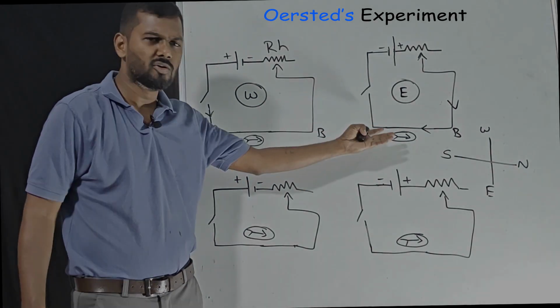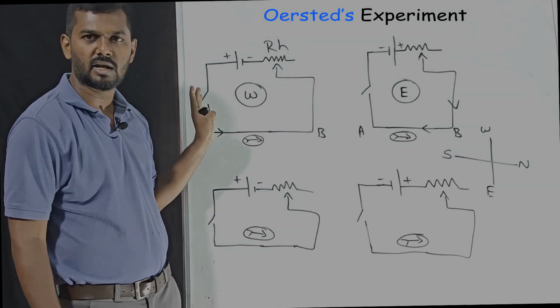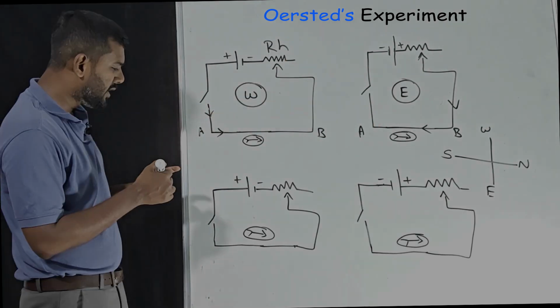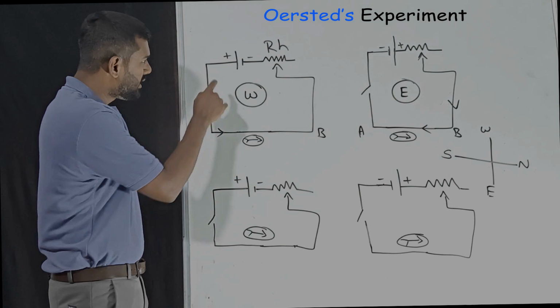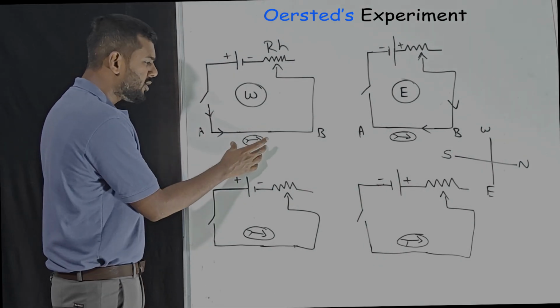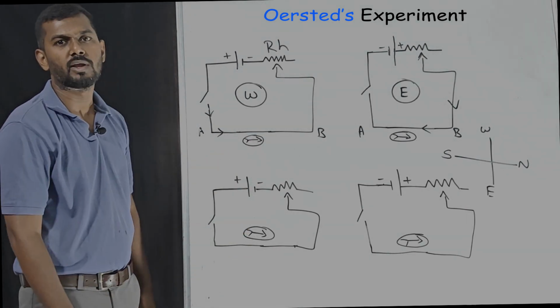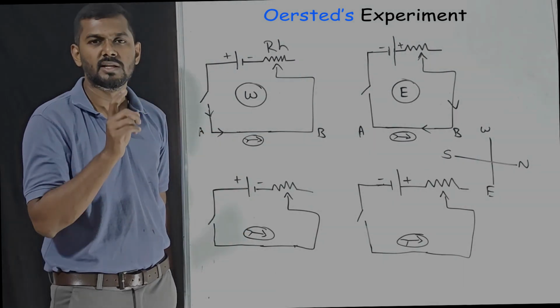That's it. So you know how to increase the deflection, how to reduce the deflection, all those things we learnt in the first diagram, correct? Now here in this case, both the diagrams are the same. Here what is the only change? The compass needle is below the wire. Here it is above the wire. That is the only change.